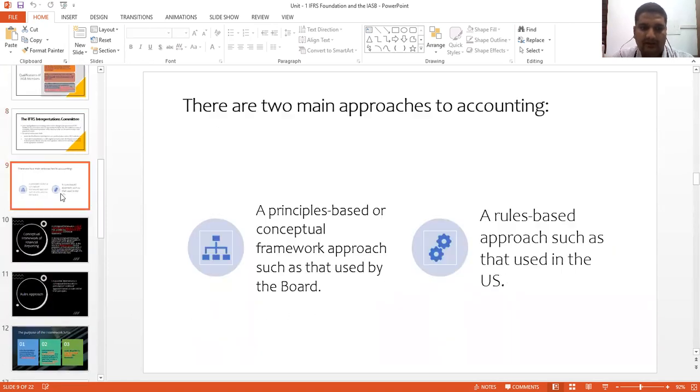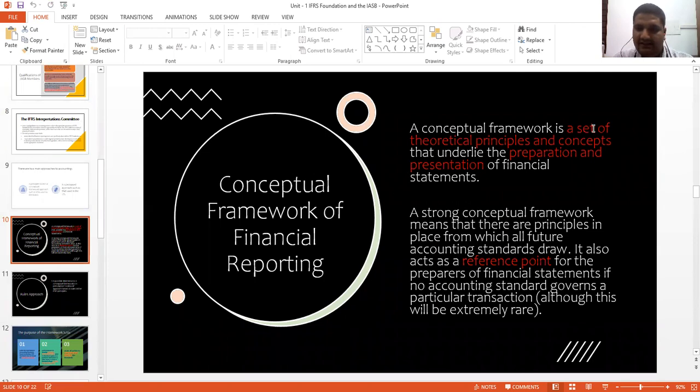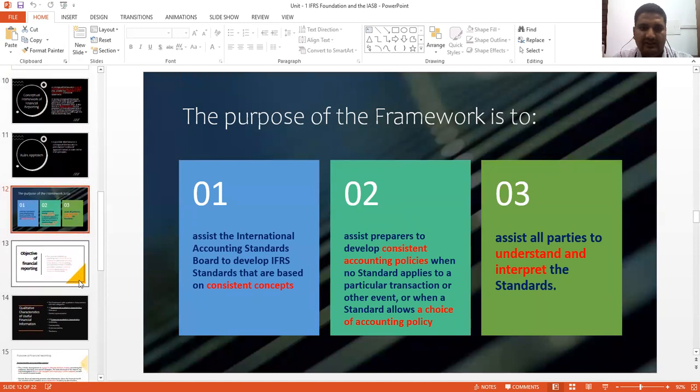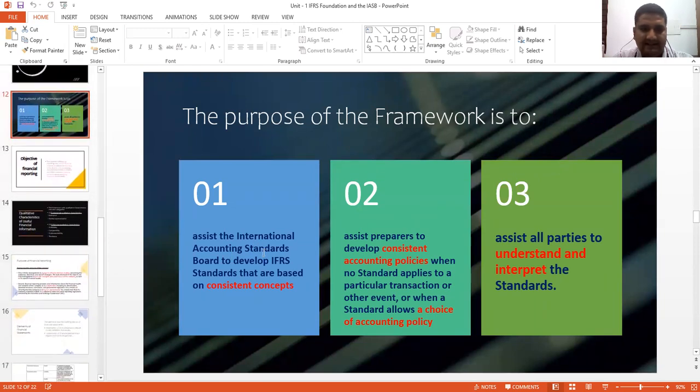Moving to the next one, there are two main approaches to accounting: a principles-based approach based on a conceptual framework, such as that used by the board, and a rules-based approach such as that used in the US. The conceptual framework is a set of theoretical principles and concepts for preparation and presentation. The purpose of the framework has three points: first, to assist the International Accounting Standards Board to develop IFRS standards based on consistent concepts; second, to assist preparers to develop consistent accounting policies when no standard applies to a particular transaction or event, or when a standard allows a choice of accounting policies; and third, to assist all parties to understand and interpret the standards.